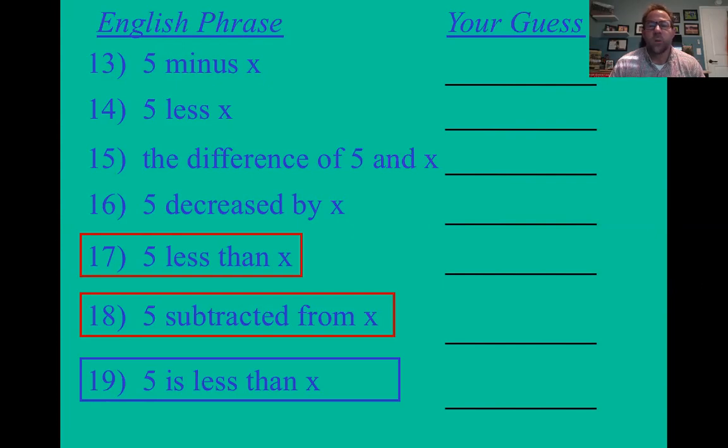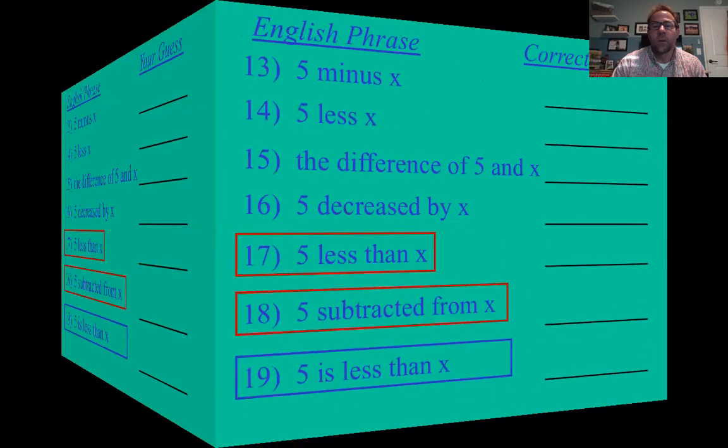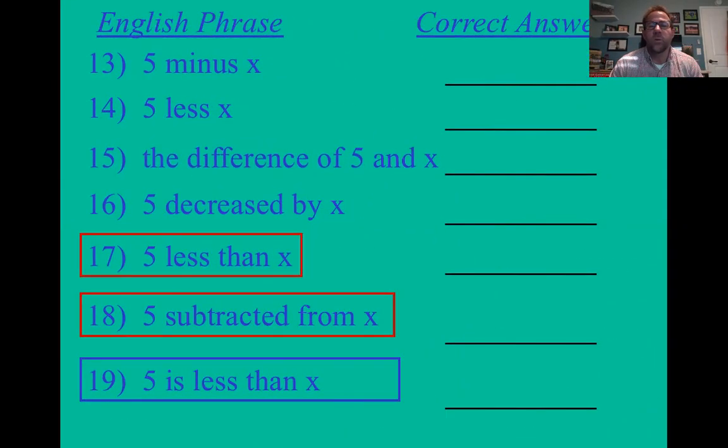Okay, so you were supposed to do the your guess. So let's go ahead and see how you did. Okay. All right, so on this first one, there's nothing fancy about it. We want to write the expression the way we read it. So I see that the 5 came first. This is a minus, so I want 5 minus x.